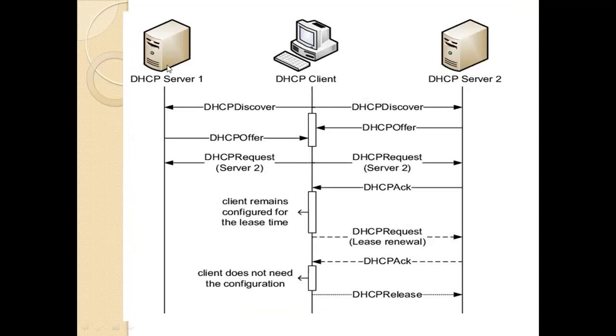So with multiple servers, server 1 and server 2, and a DHCP client: first the DHCP client sends a discover message to the servers. Then the DHCP servers send offer messages. Again the client sends a request message and the server sends an acknowledgement message. Here the acknowledgement message is from server 2, so the client is connected to server 2. Then DHCP request, lease renewal, acknowledgement. If the client completed the task, it sends a release request to the server.